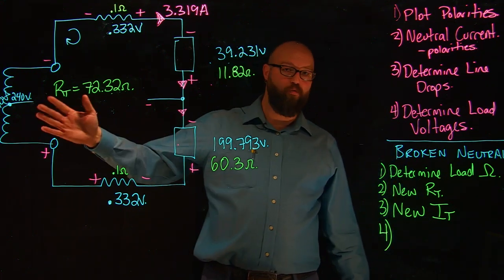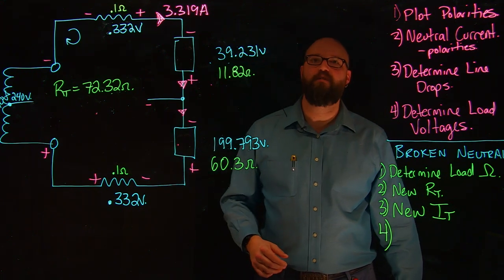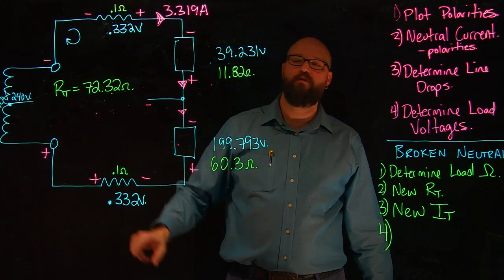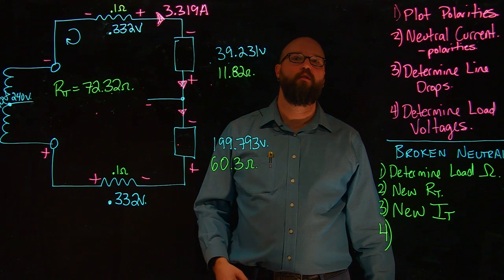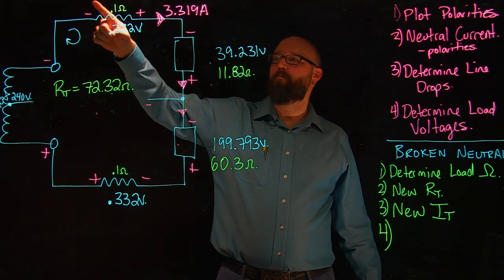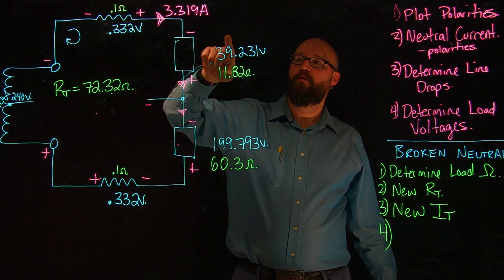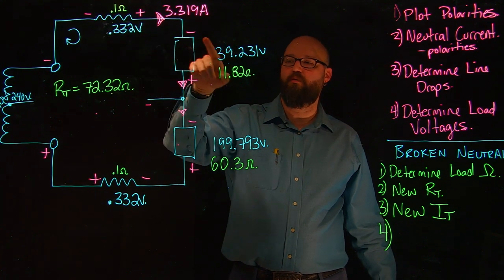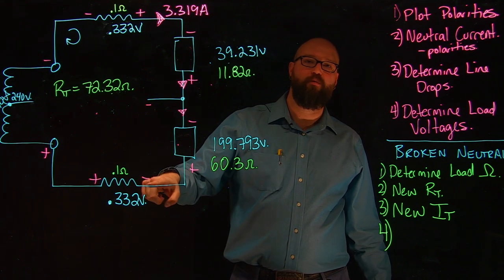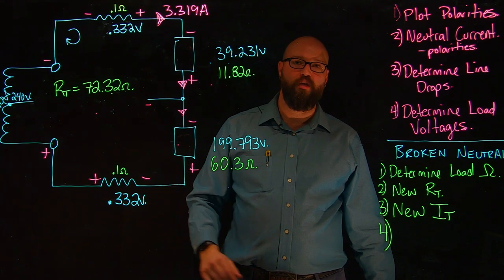So if we were to apply Kirchhoff's voltage law again to this circuit and start at our positive 240 and go all the way around the outside, it should equal zero in a closed loop. So we start at positive 240, minus 0.332, minus 39.231, minus 199.793, minus 0.332 again, should equal zero.